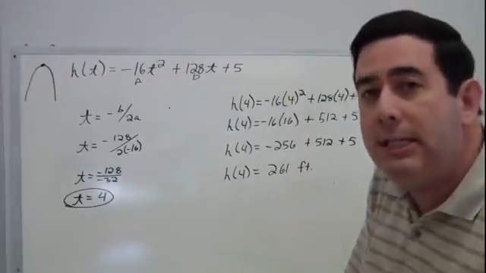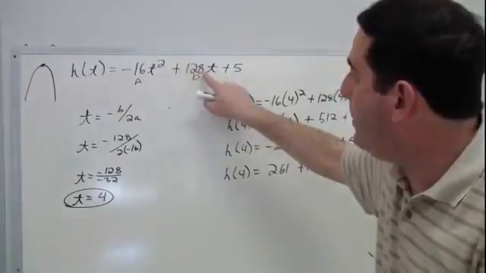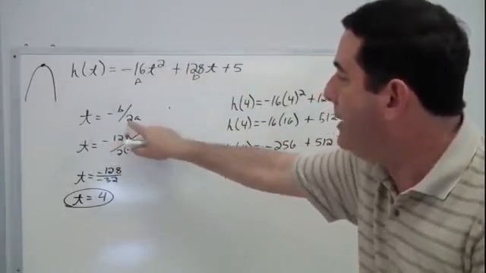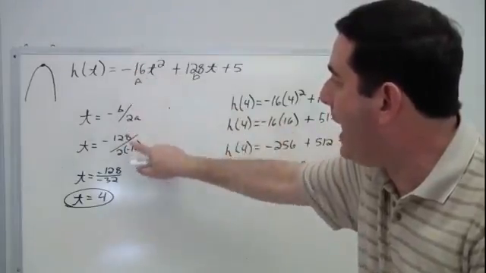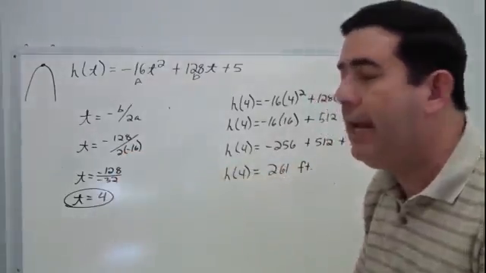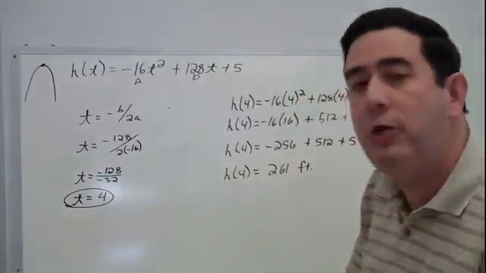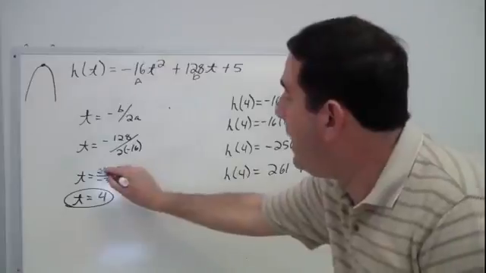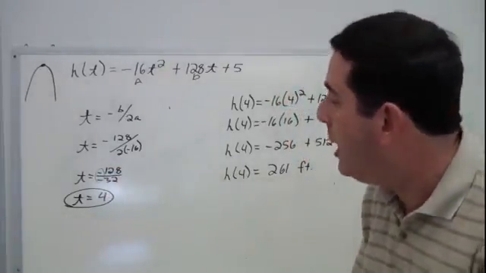So as I substitute the things in, opposite of b, opposite of 128, is negative 128. That is to be divided by 2 times a, and my a was negative 16. 2 times negative 16, of course, is negative 32. Notice here that I have a negative on both top and bottom. This is important. Those two negatives end up giving me a positive result.